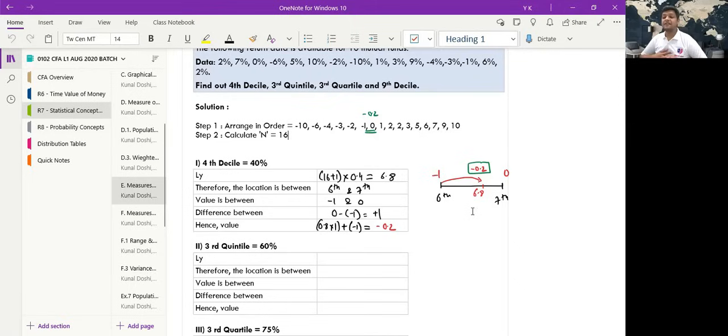Now, in the same way, if I have to go to the third quintile, one quintile is 20% and the third quintile is 60%. So my location formula is again the same, that is n+1, that is 16 plus 1 multiplied by 0.6. How much will it be? 16 plus 1 multiplied by 0.6. 10.2, right? Yes. So my number is between the 10th and 11th. So I will choose the 10th and 11th number.